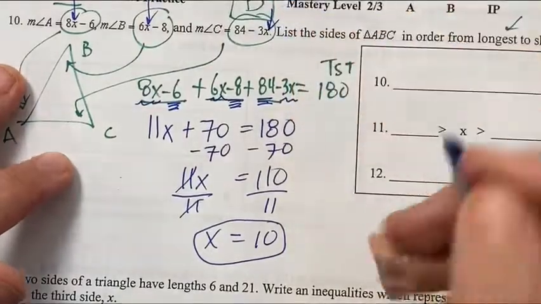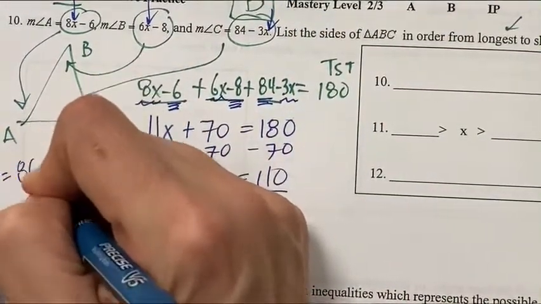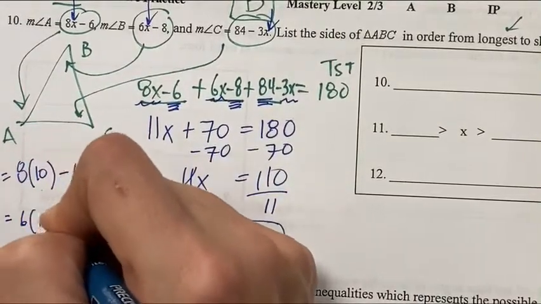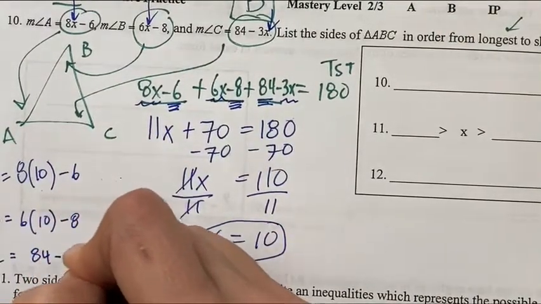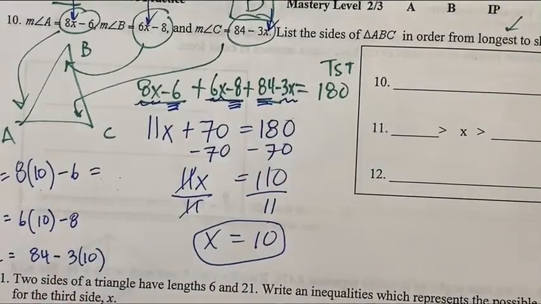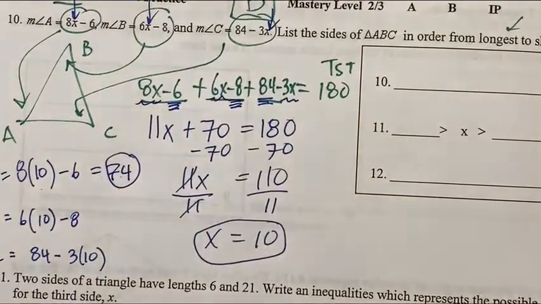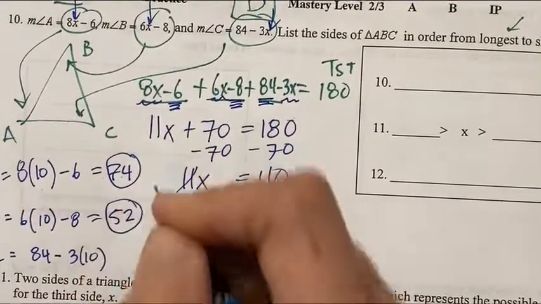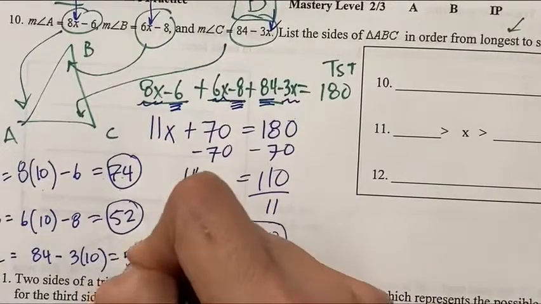and plug in 10. Let's do that. So angle A would be 8 times 10 minus 6, B is 6 times 10 minus 8. Angle C, 84 minus 3 times 10. Okay. So let's figure out the measure of these angles. 80 minus 6 is 74. 60 minus 8 is 52. 84 minus 30 is 54.